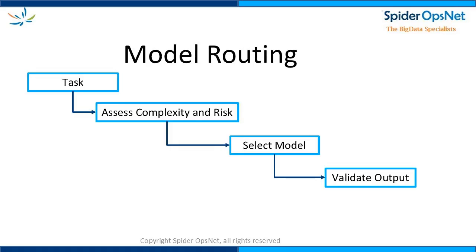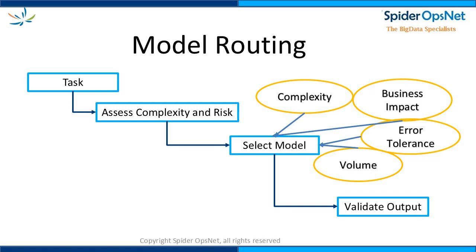Before selecting a model, evaluate four factors. First, task complexity. Does the work require deep reasoning or is it largely procedural? Second, business impact. What would happen if the output were wrong? Third, error tolerance. Can a human quickly detect and correct mistakes? Fourth, volume. Will this task be performed once or thousands of times?